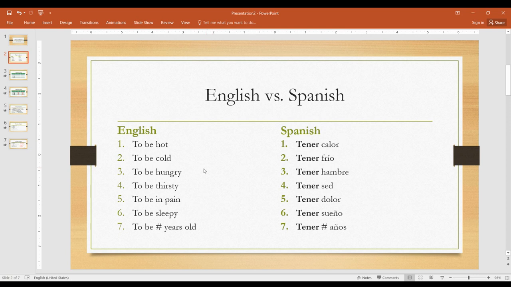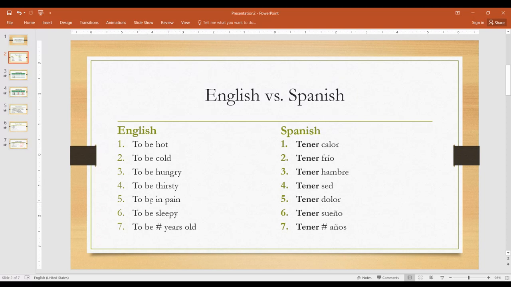I'm feeling hot. To be cold is tener frío, to have coldness. Frío, you already know that word. To be hungry is to have hunger. We already talked about this word hambre. Looks kind of like the word hombre, which means man. And we can remember it because men are always hungry. Hambre, to have hunger. To be thirsty is to have thirst. Yo tengo sed.